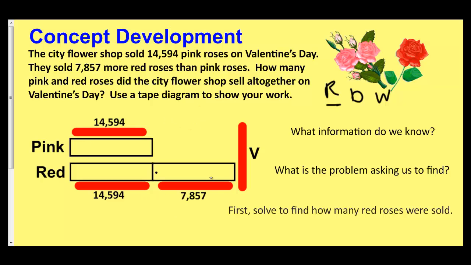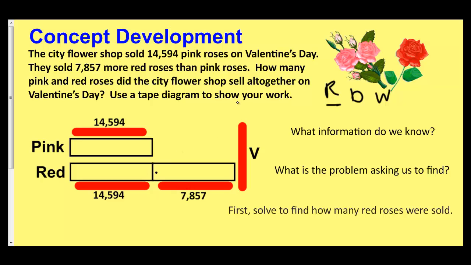So here is the draw portion. And you can see they've already drawn this out for you. I want you, in your math journal, to draw these two tape diagrams. And it's really important that you label the first one pink and the second one red. It's also really important that you make the pink one smaller than the red one, because it says that they sold 14,594 pink. That's why this is labeled 14,594. And then they sold 7,857 more red roses. So they sold 14,594 just like the pink, but they sold 7,857 more.